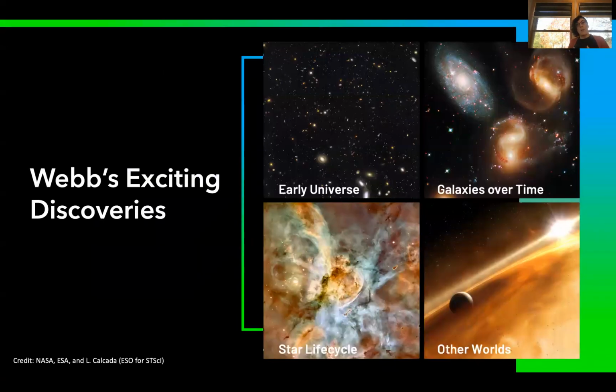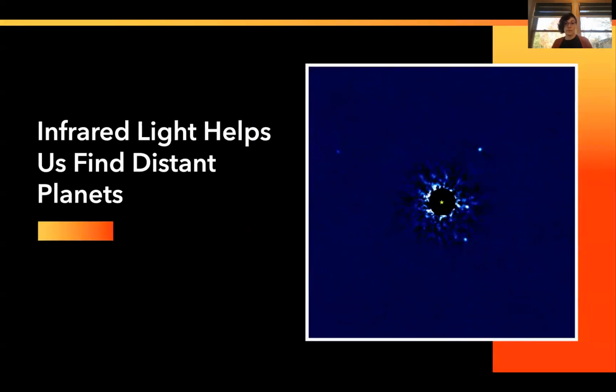Finally, planets tend to be quite cold, and so they shine in the infrared. And because Webb is so sensitive, it will give us the opportunity to study planets that are forming or that are orbiting around other stars.